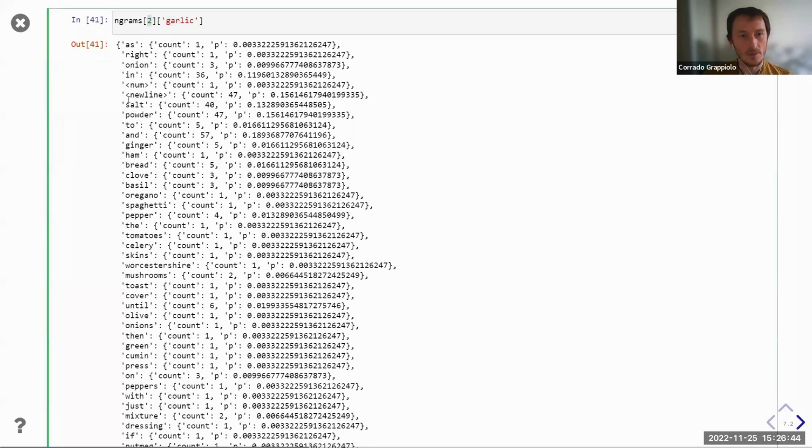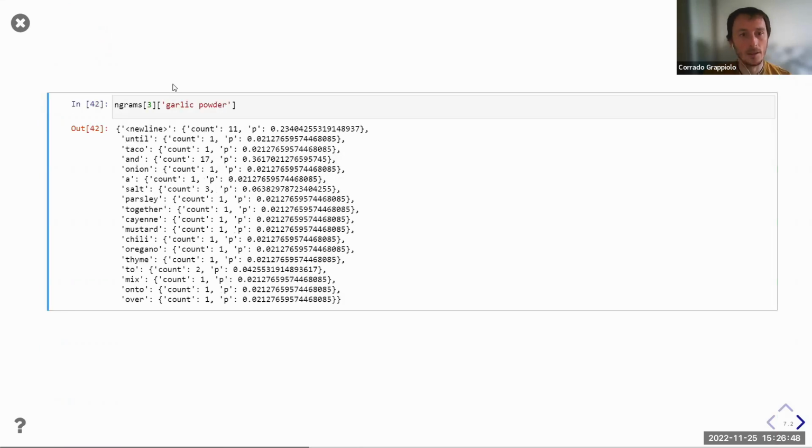We also have 3-grams. If we go further, we can see garlic powder. We see that after garlic powder, there's usually a new line token. That's another token that I introduced to show that the recipe has been split into instructions. Then we also have the 4-grams. So we can add new line. We can add salt. Let's see what happens after salt.